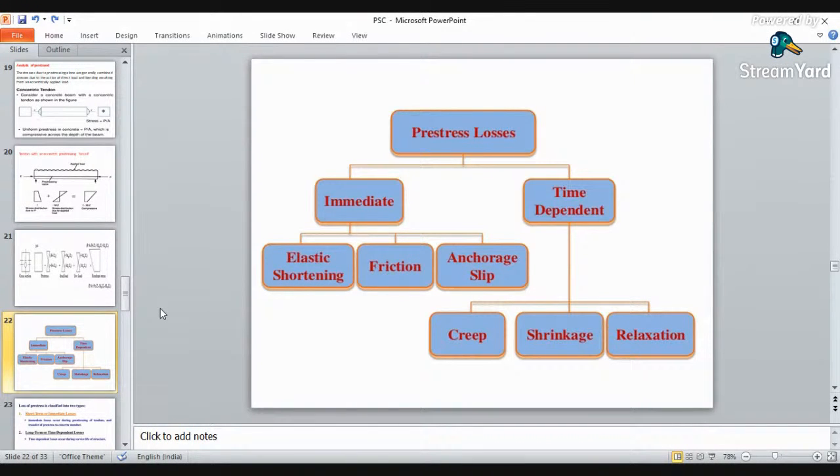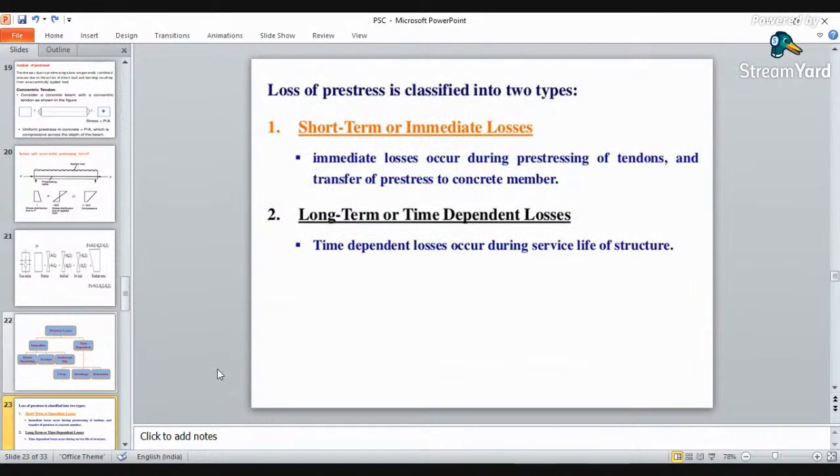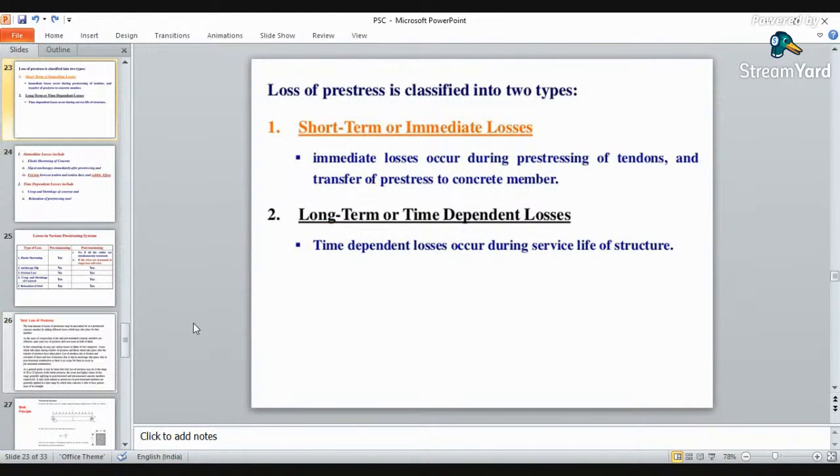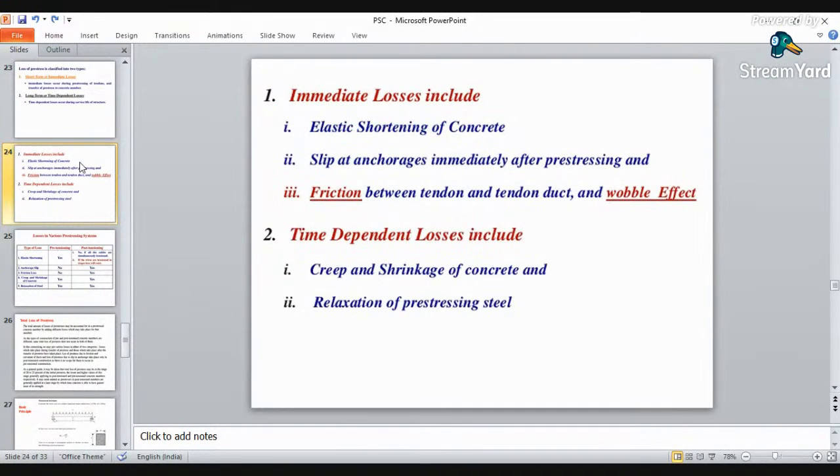Then another type of loss which can happen is your frictional losses. Then there can be anchorage slip, and next are your time dependent losses. Time dependent losses are because of the creep and shrinkage of concrete and the relaxation of pre-stressing steel.